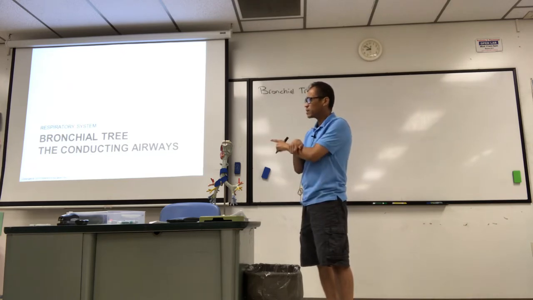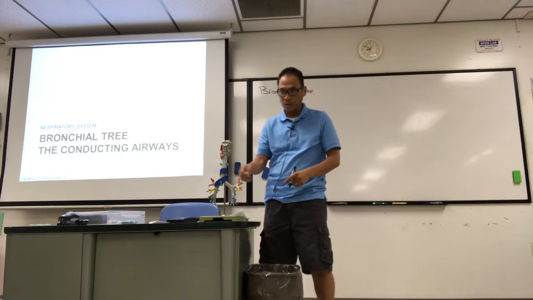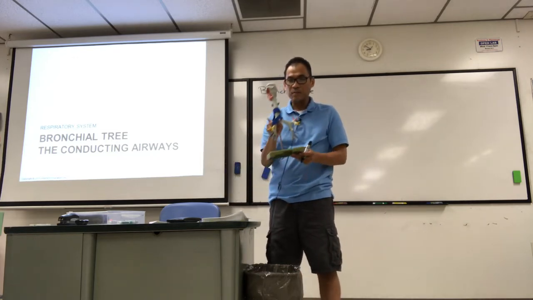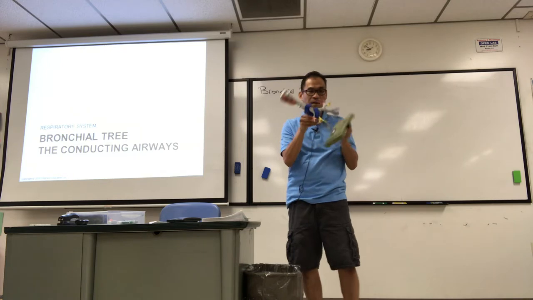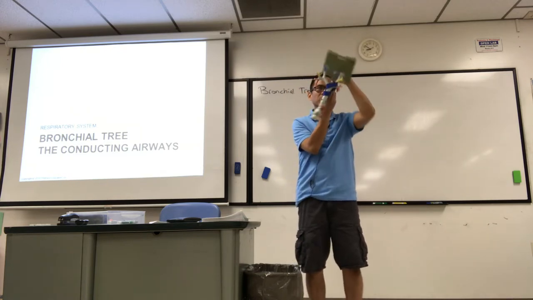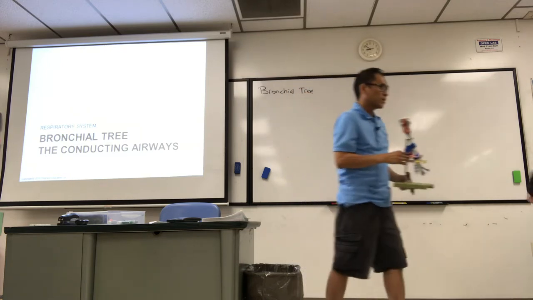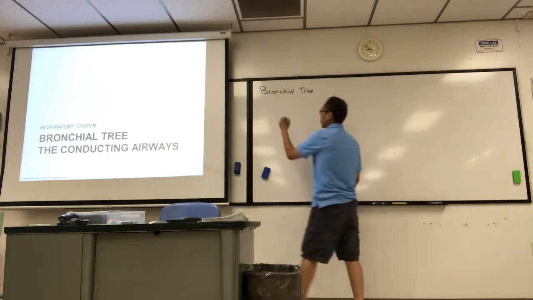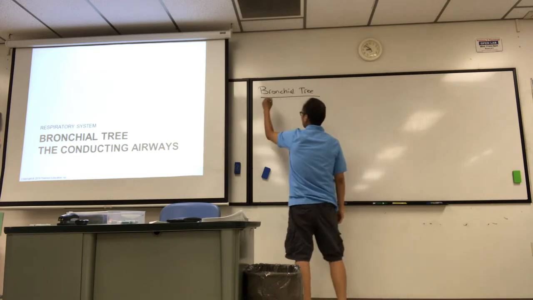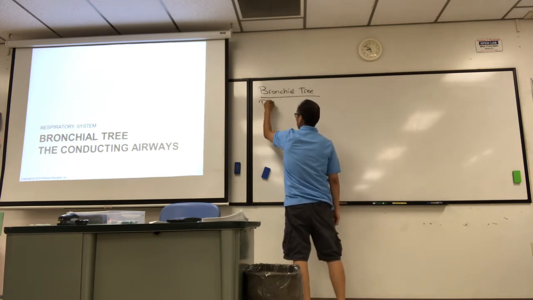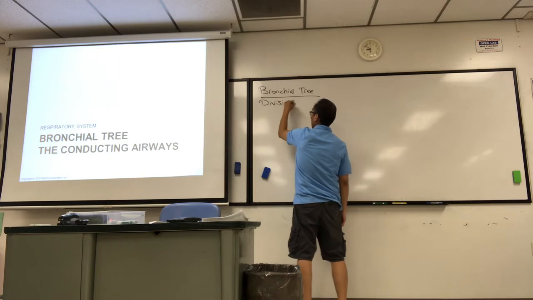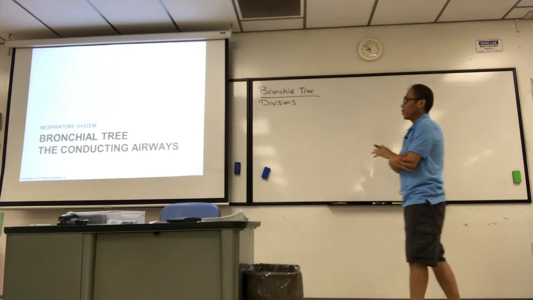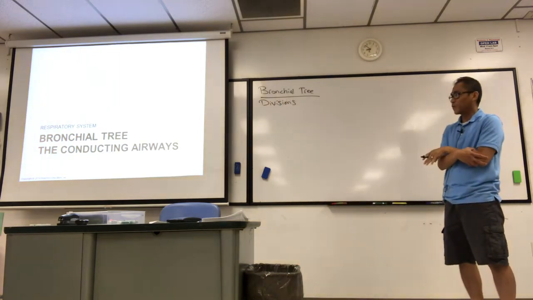And this is the bronchial tree. I've always wondered why they call it a tree. It's the bronchial system, the trachea and the larynx. But if you turn it upside down, I guess it looks like a tree. The whole point of calling it a tree is to teach students how it branches out, all the divisions. There's something like 23 or 24 divisions. So how you can study the bronchial tree, the conducting airways, is studying the divisions.